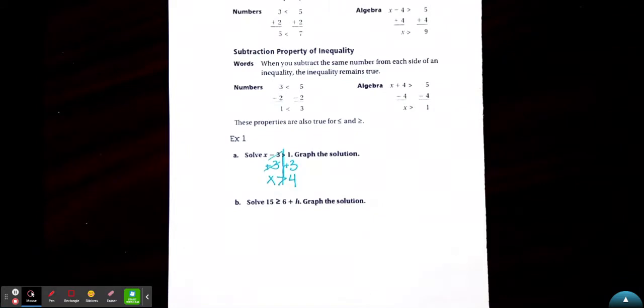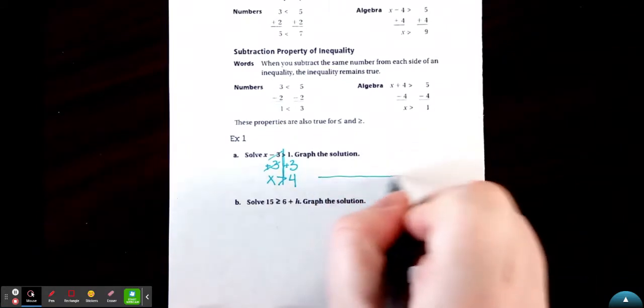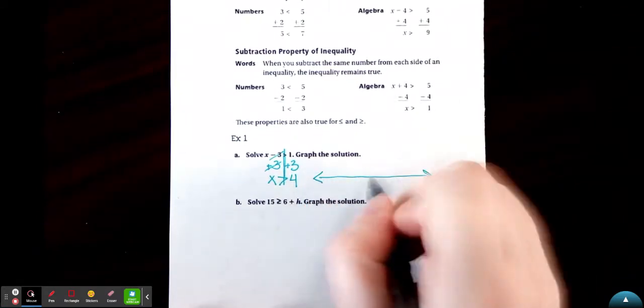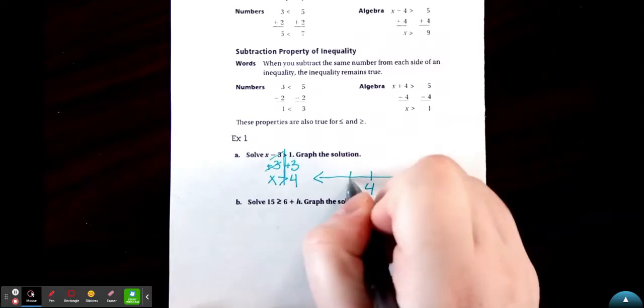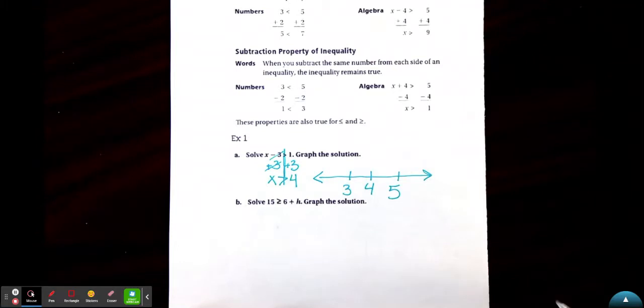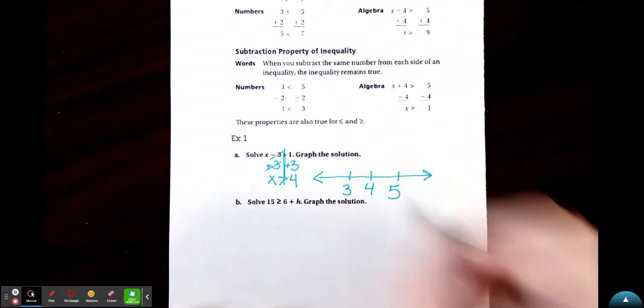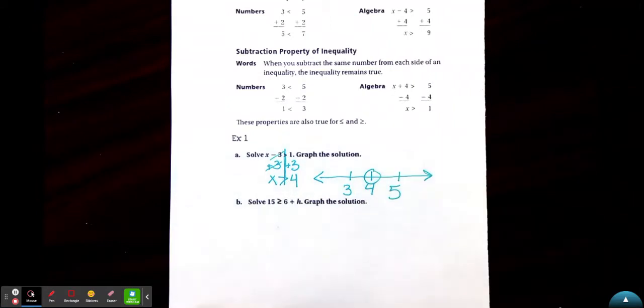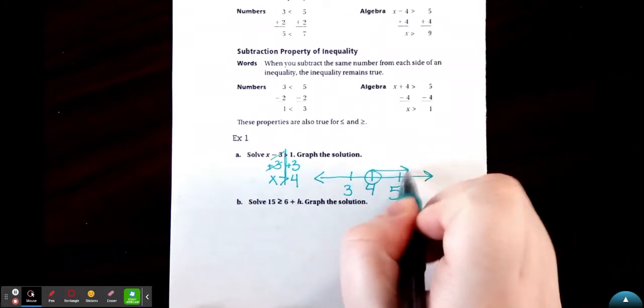Then it says graph the solution. So we're going to draw a number line. I'm going to find the number 4 and put the number 3 below it and the number 5 above it. What do we think? Open or a closed circle? Open circle, because it cannot be exactly 4. Then it says x is greater than 4. So which way is the arrow going to point? Is it going to point towards 3 or towards 5? Towards 5, towards the greater numbers.